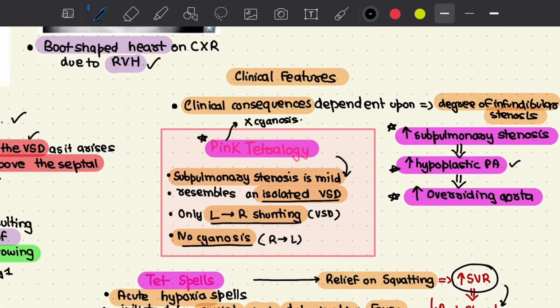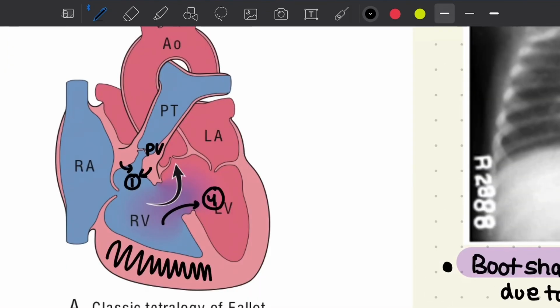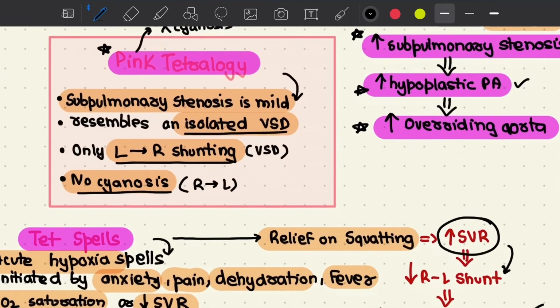In tetralogy of Fallot, we also get something known as TET spells, which are acute hypoxia spells, and they're usually initiated by anxiety, pain, dehydration, or fever. The main reason behind these TET spells is a decrease in the oxygen saturation or a decrease in the systemic vascular resistance. Due to this fall in the systemic vascular resistance, blood flows more easily from the right hand side to the left hand side of the circulation. And often TET spells are relieved on squatting.